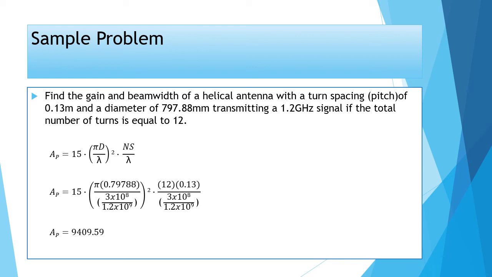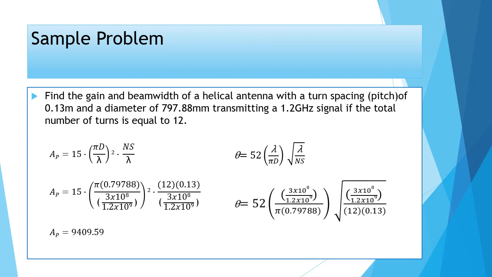And for the beam width, first let's write the formula for the beam width. It's theta is equal to 52 times the quantity of lambda divided by pi times D, times the square root of lambda divided by N times S. And so we plug again all the given into our formula. Now the variables in this formula are the same as the variables in the gain. So actually you can just copy and paste all of the given and place it to the respective variable. And then after calculating for this, we have the value for theta. It's equal to 2.074 degrees.